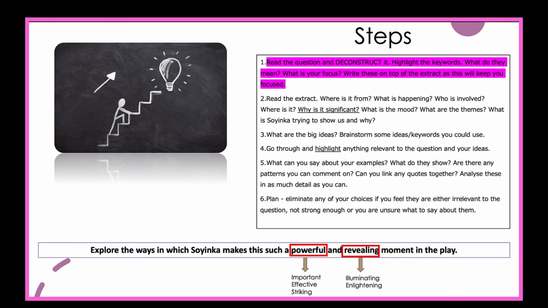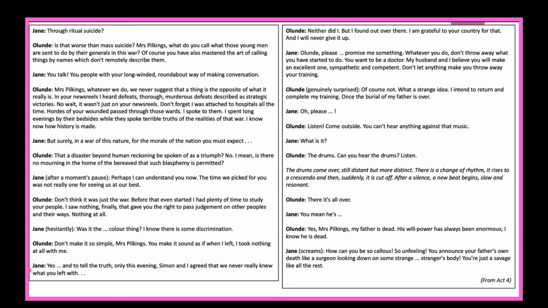So for example, explore the ways in which Soyinka makes this such a powerful and revealing moment in the play. Powerful, think about why it's important, why it's effective, how it's effective, what makes it striking. And for revealing, what is revealed to you? Think about how it could be illuminating or enlightening in some way. What do you, the audience, understand?